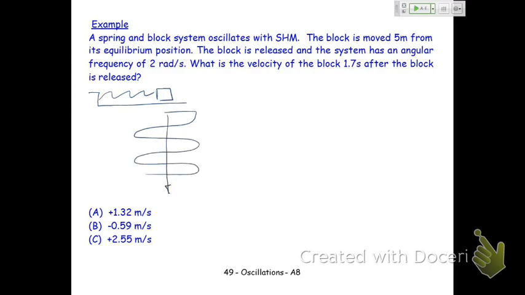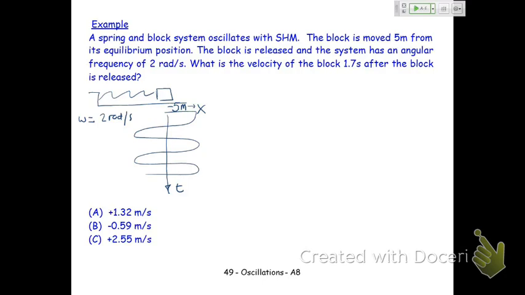This is time. You'll see me draw this every time. I am practicing. A block is moved 5 meters to the right from its equilibrium position. The block is released and the system has an angular frequency, so omega is equal to 2 radians per second.